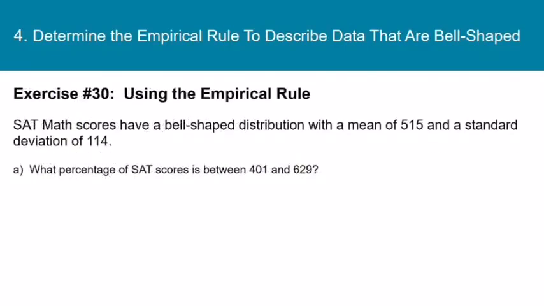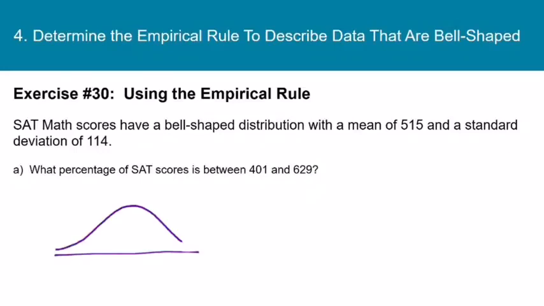Now let's look at a couple of examples together. So this is exercise 30 from your textbook, and it says SAT math scores have a bell-shaped distribution with a mean of 515 and a standard deviation of 114. What percentage of SAT scores is between 401 and 629?